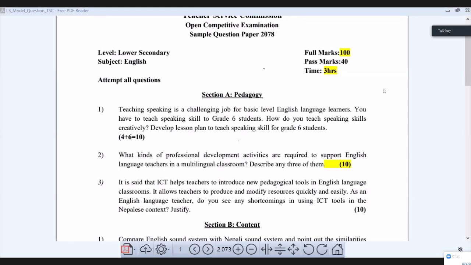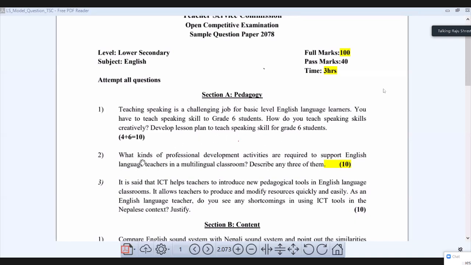So, practice this one like this. When asked how do you teach speaking skills creatively, talk about games. Not games, but songs, pictures, real objects or real things, and then role play, so acting. So different communicative activities you can use to teach speaking skills. You understand? Listen, this is simple.